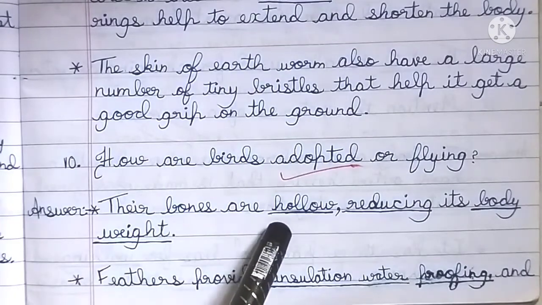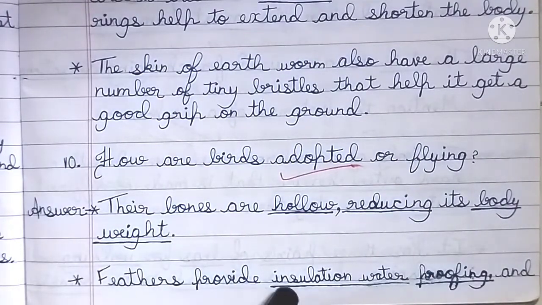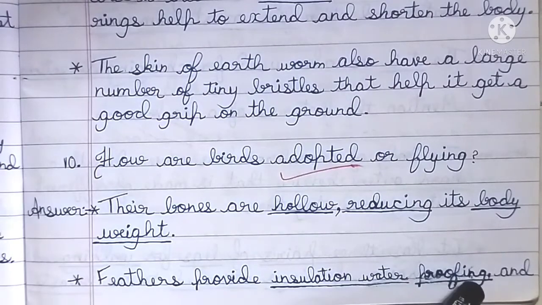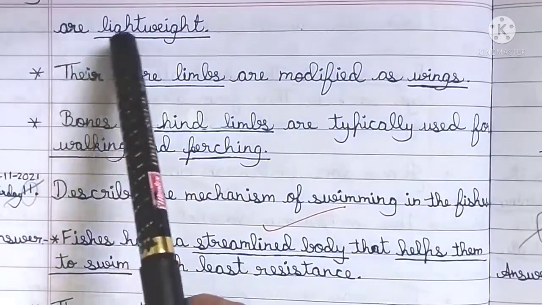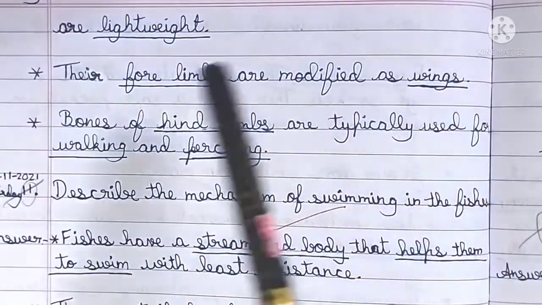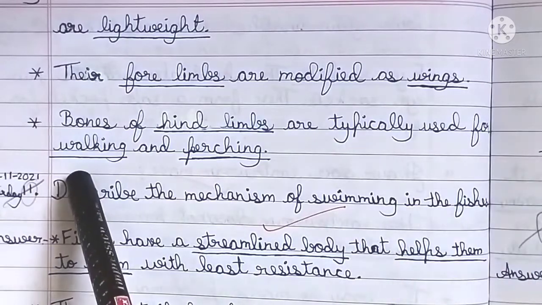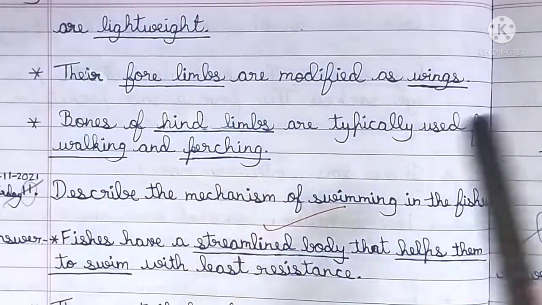10th one, how are birds adapted for flying? Answer. Their bones are hollow, reducing body weight. Feathers provide insulation and waterproofing, and are lightweight. Their forelimbs are modified as wings. Bones of the hind limbs are typically used for walking and perching.